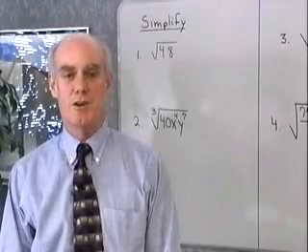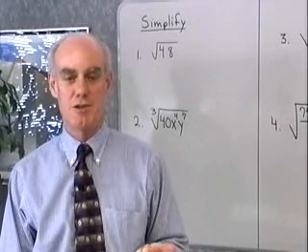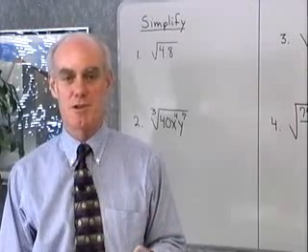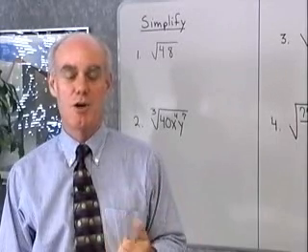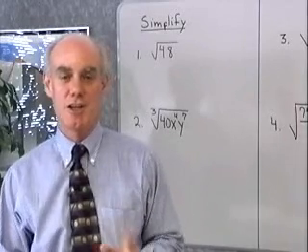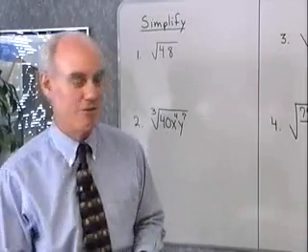Simplified form for radicals involves finding radical expressions that don't have perfect cubes as factors of what's under a cube root, or perfect squares as a factor of what's under square roots. In other words, we want to get everything we can out from under the radical. We don't want any fractions under the radical, and we don't want any radicals in the denominator. Let's look at some problems that involve writing radical expressions in simplified form.